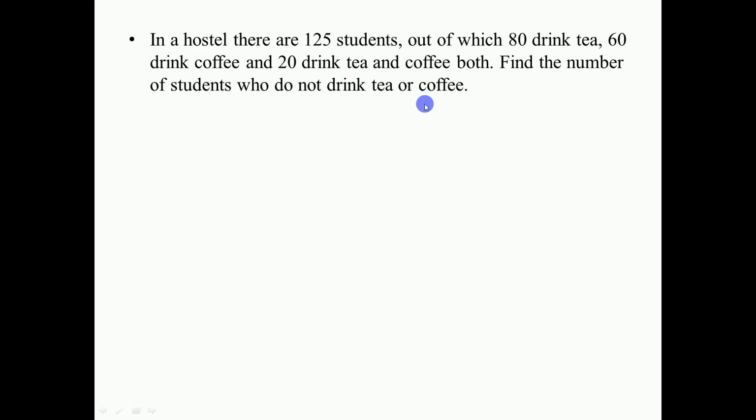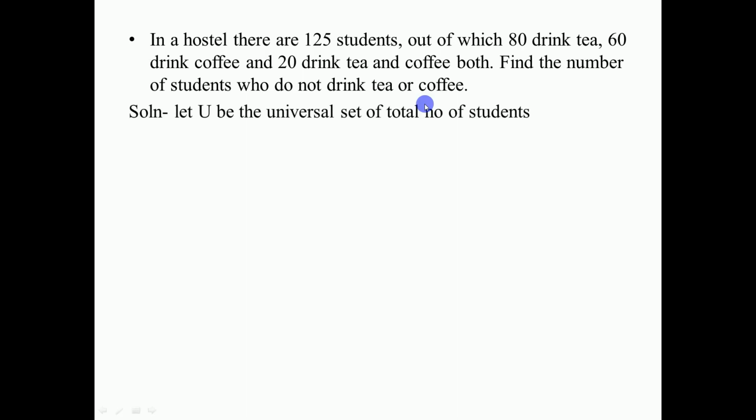But the total number of students is 125. Now as the total number of students is 125, we can consider 125 as the universal set. Basically, in the universal set everyone lies: every student who drinks tea, who drinks coffee, who drinks both, and who does not drink tea or coffee. So basically 125 is the universal set.